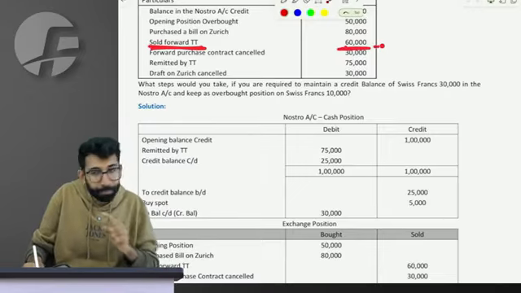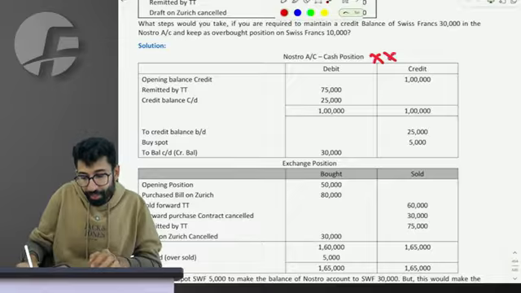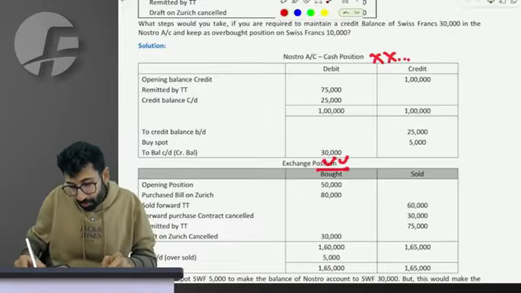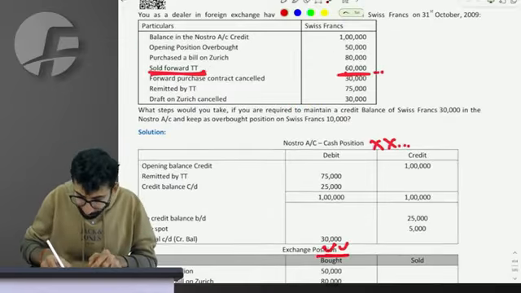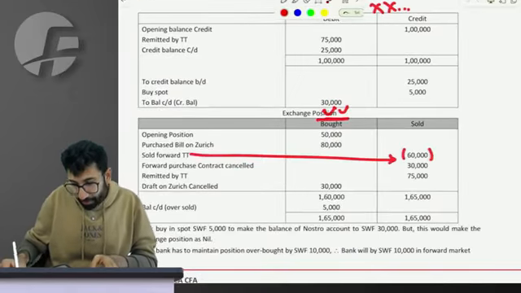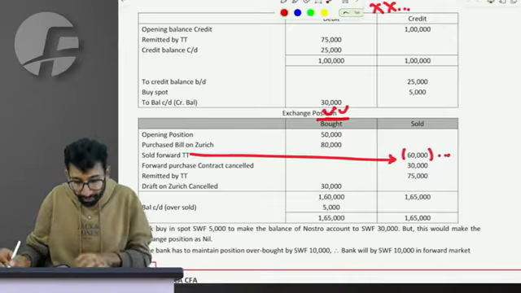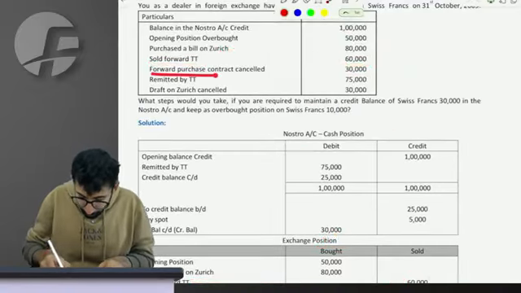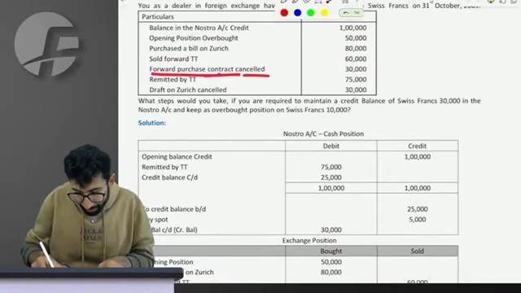Has the delivery happened? No. Will it be recorded in cash position? No. But will it be recorded in exchange? Yes. Please observe 60,000 in the sold side will be recorded. Such a basic thing. Next, forward purchase contract cancelled.